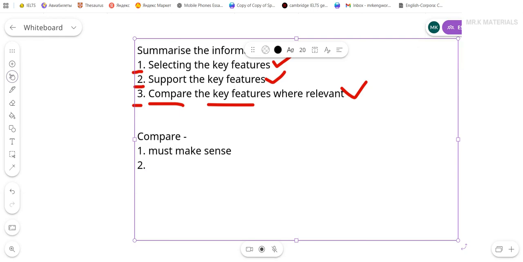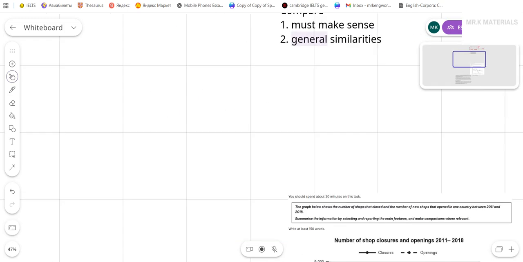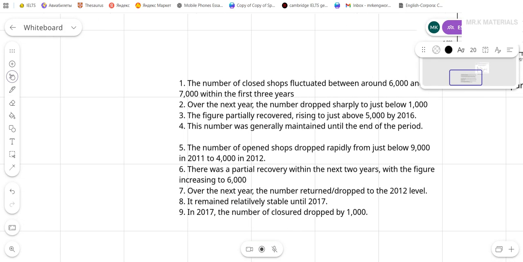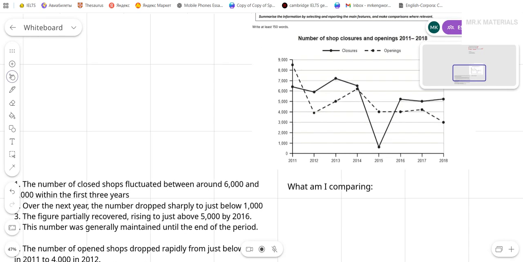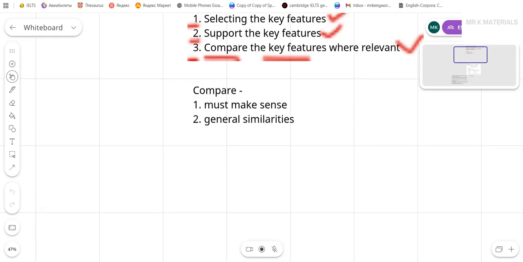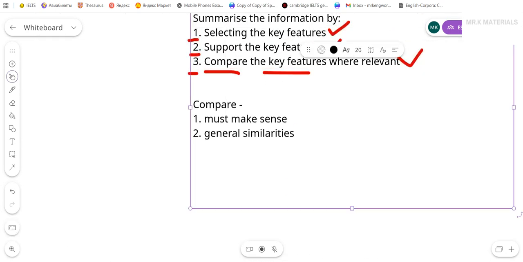So when you compare, make sure you compare the general similarities. Again, the keyword here is general. You shouldn't be looking for details. When searching for general similarities, always look at the key features you already selected, not at the graph. Don't focus on small things. Again, general, big similarities. Then general differences.